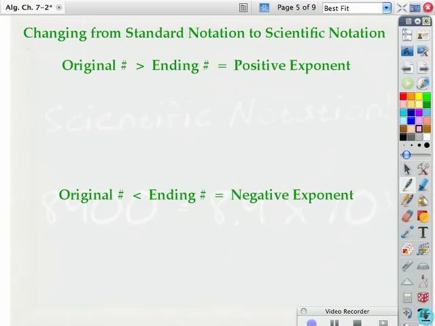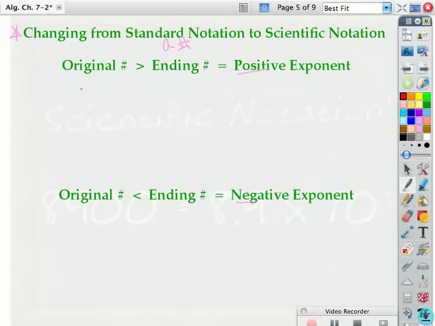One important thing that you need to remember is when you're changing from standard notation, which is just a number, okay, standard notation, 3, 5, 722, the standard notation. When you're changing from standard to scientific, you have a couple of options. You will either end up with a positive exponent or a negative exponent. And how you can tell is based on this original number.